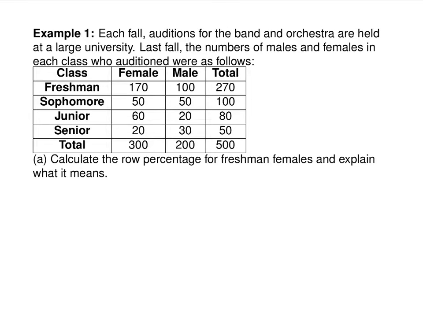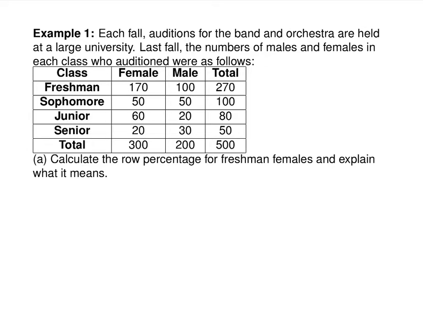Okay, so every fall, auditions for band and orchestra are held at a large university. And last fall, the numbers of males and females in each class who auditioned were listed as follows. For the freshmen, there were 270 applicants, sophomores 100, juniors 80, and seniors 50. So calculate the row percentage for freshman females and explain what this means.